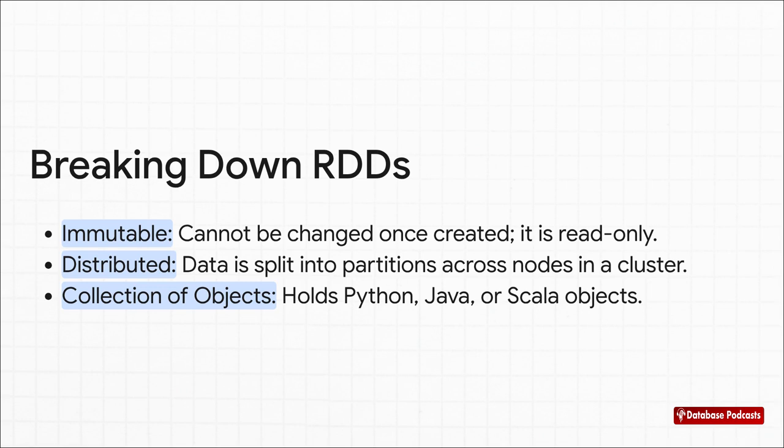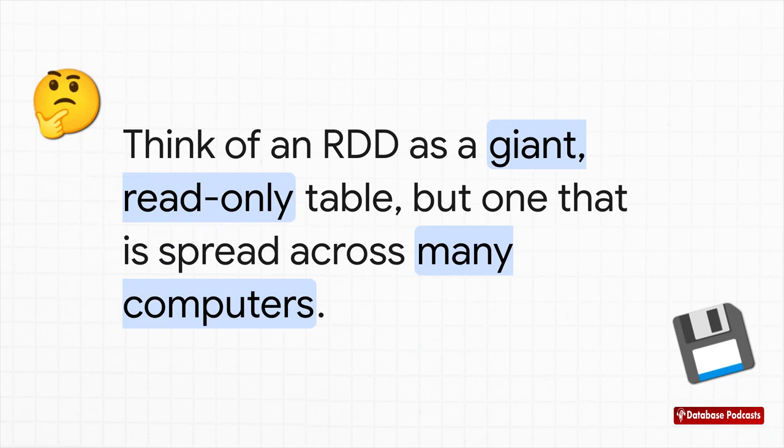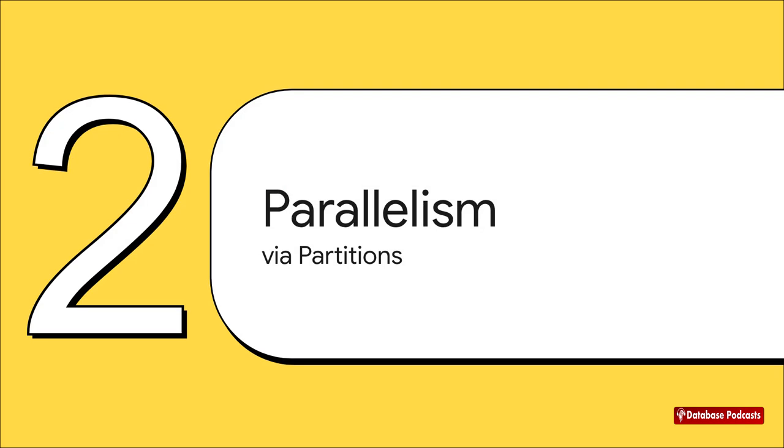Then there's distributed, and this is the real magic. Your data is automatically split up and spread across a whole bunch of different computers. And finally, collection of objects. That's just a fancy way of saying it holds your stuff, your data, whether that's rows in a table or just a bunch of lines of text. For anyone coming from a database background, this is probably the best way to think about it. An RDD is basically like a giant read-only database table. It's just so big that you have no choice but to chop it up and store the pieces across many different machines.